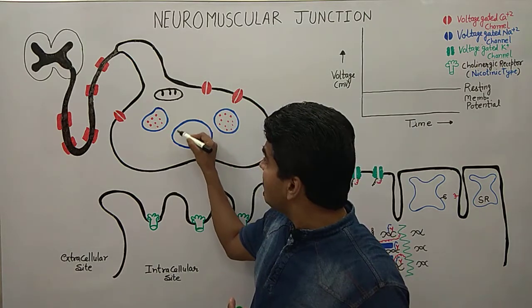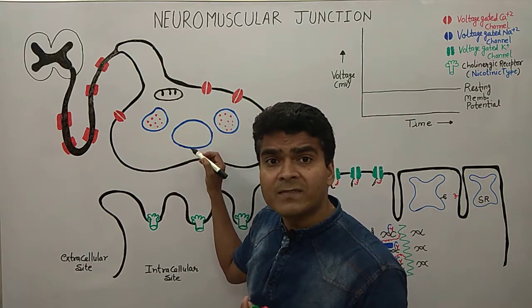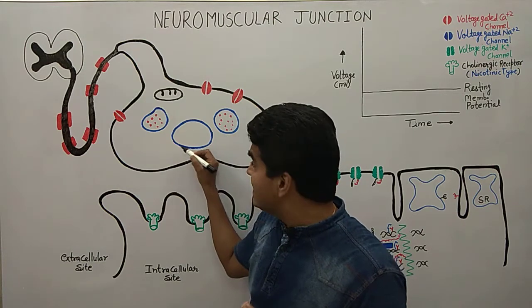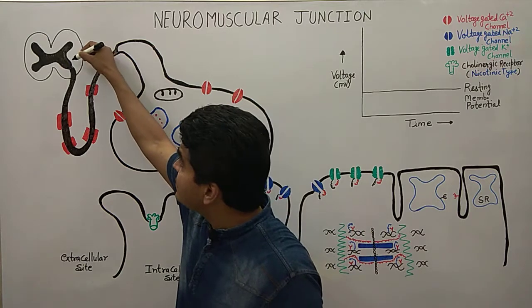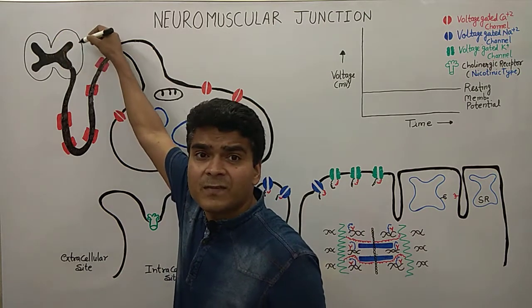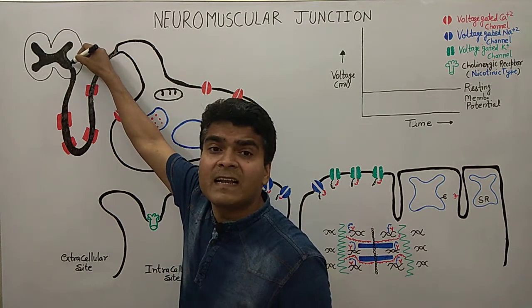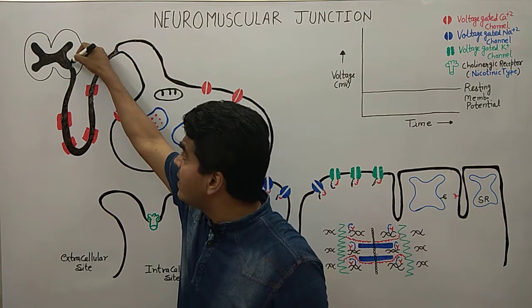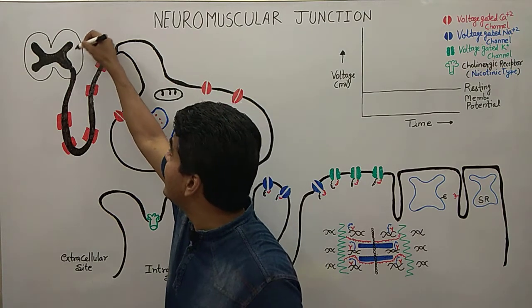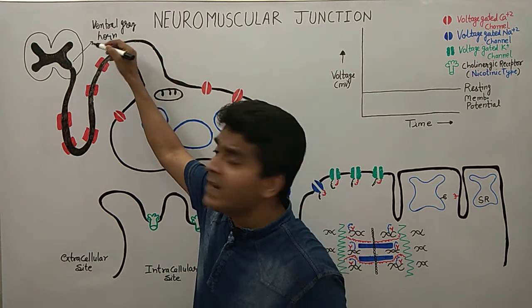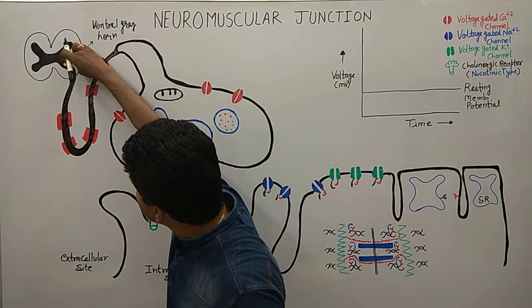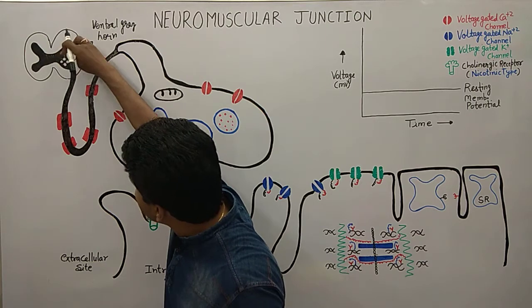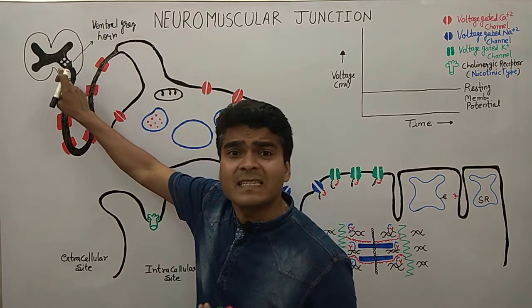Okay, here we have these vesicles. Now the question is, from which area do these vesicles reach here? So these vesicles reach from the spinal cord. This is a structure of the spinal cord and this is the ventral gray horn. I am just writing: ventral gray horn, and here we find some cell bodies. These are various cell bodies in the ventral gray horn.